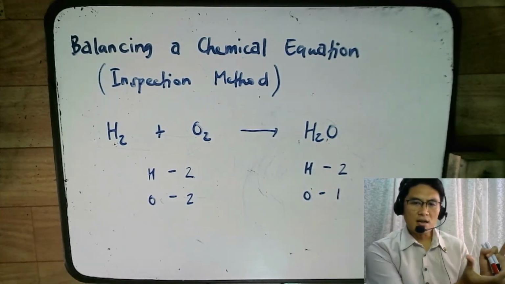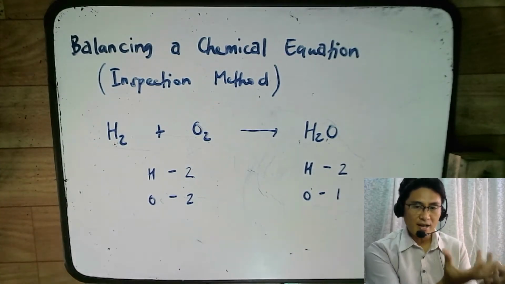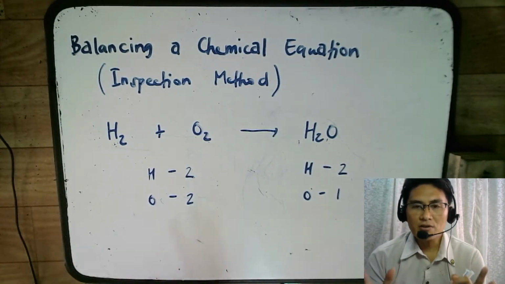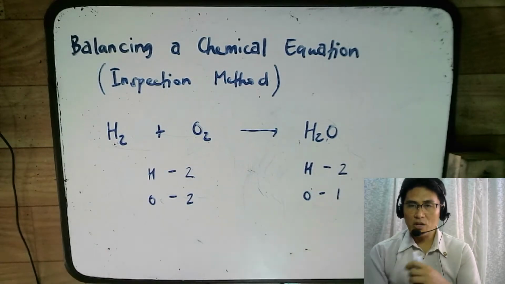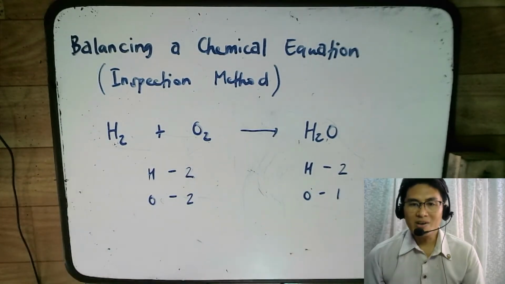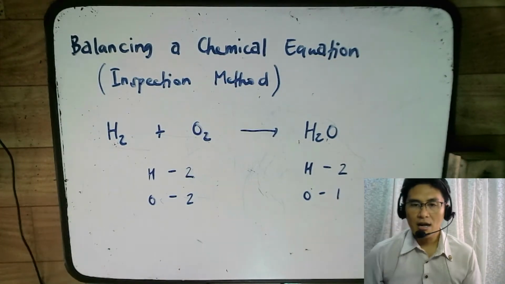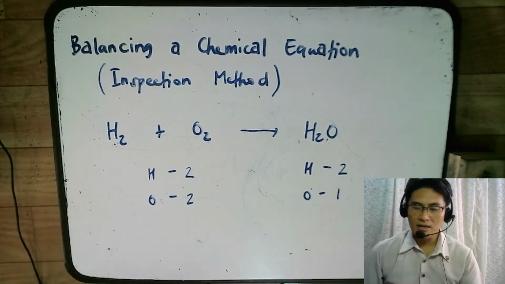If you started with this amount of atoms when you started the reaction, you should end up with the same amount of atoms, because remember, a chemical reaction is only a rearrangement. If you are rearranging atoms, you are not creating any more atoms, and you are not removing any atoms. So the number of atoms must be the same.